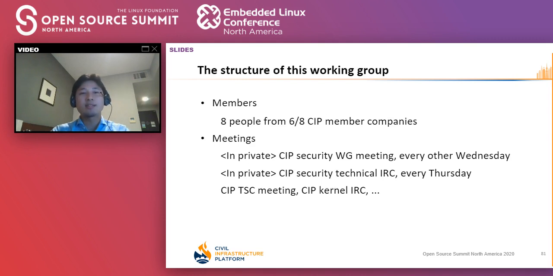We are a sub-working group of the CIP project, and our activities are supported by the contributions of CIP member companies. Currently, 6 companies of the 8 member companies are participating in this activity from Germany, India, Taiwan, and Japan. In addition to the activity report at the CIP TSC conference and the development conference at the IRC, we hold private conferences, that is every other week conference and every week IRC.